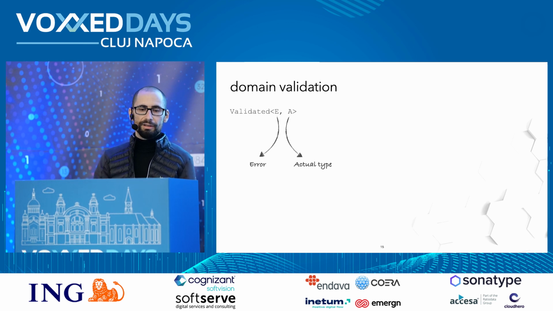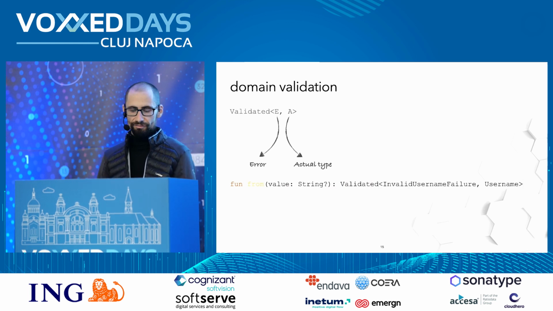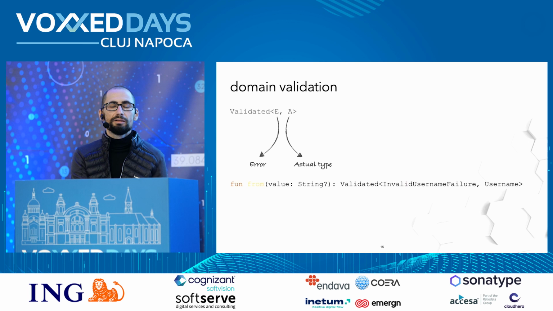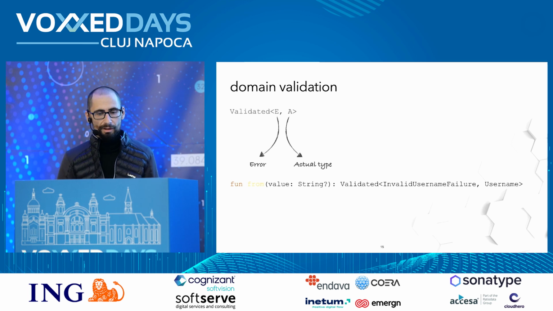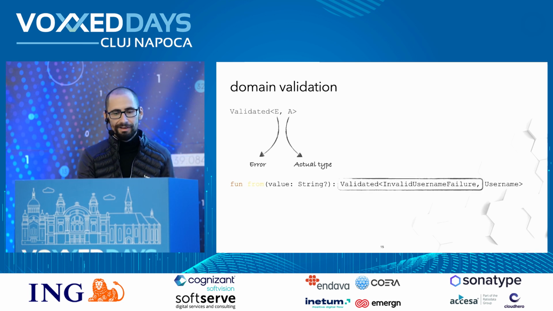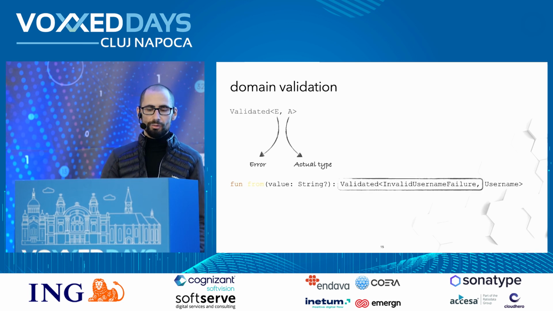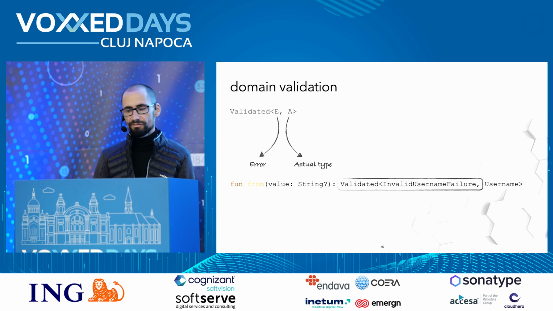Now in our companion object, instead of using the invoke operator, we're going to create a function from that. It's going to return a Validated of InvalidUsernameFailure, a proper type, or the Username. However, this is not enough, because in this case we are returning a domain error specific for this use case, the use case of the username.